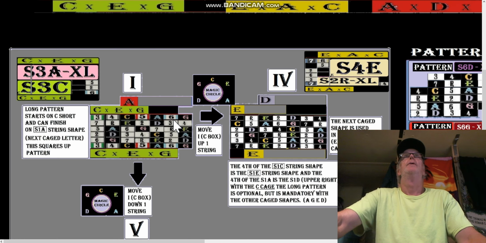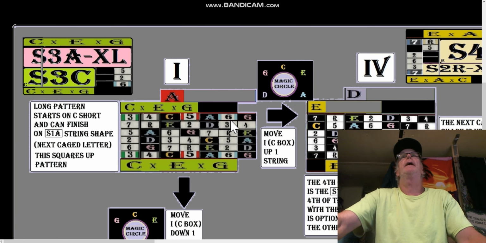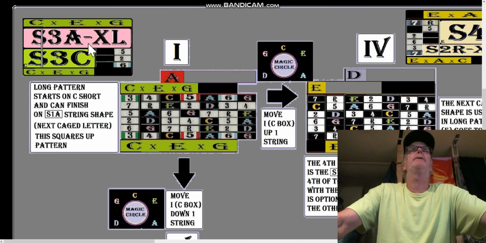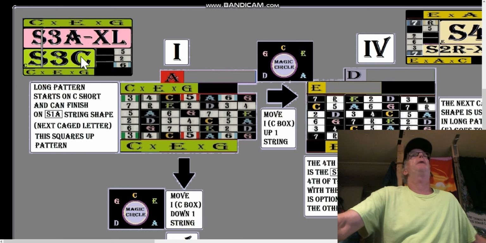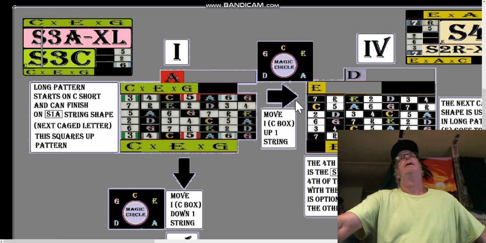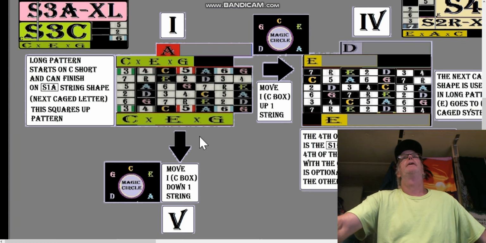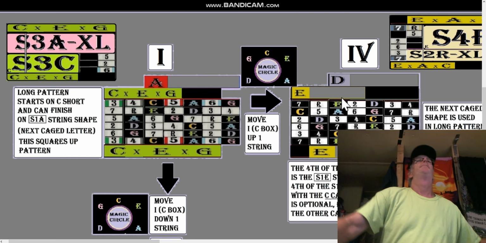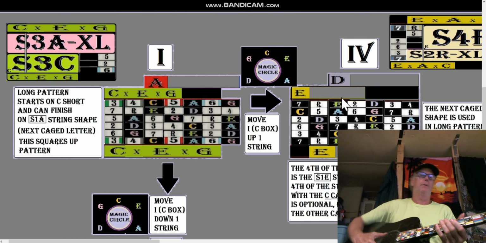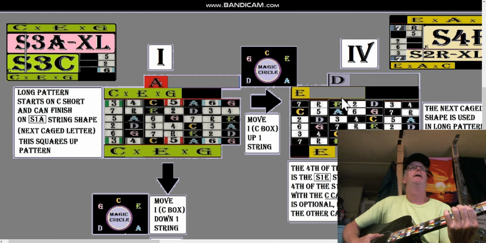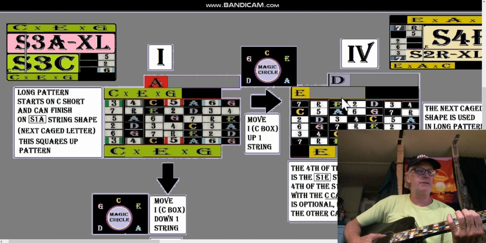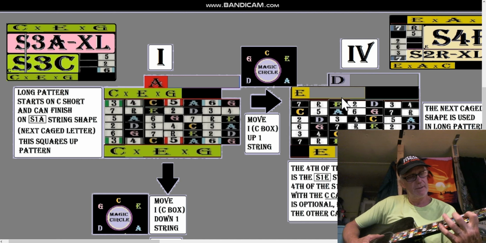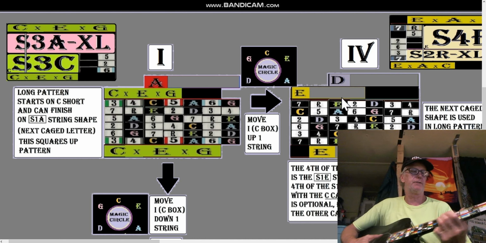Okay, so we're going to be looking at moving the C pattern. This is the C pattern. We're going to move it up one string to the fourth and down one string to the fifth. So the C pattern normally is S3C. It's just C. That's your S3C.